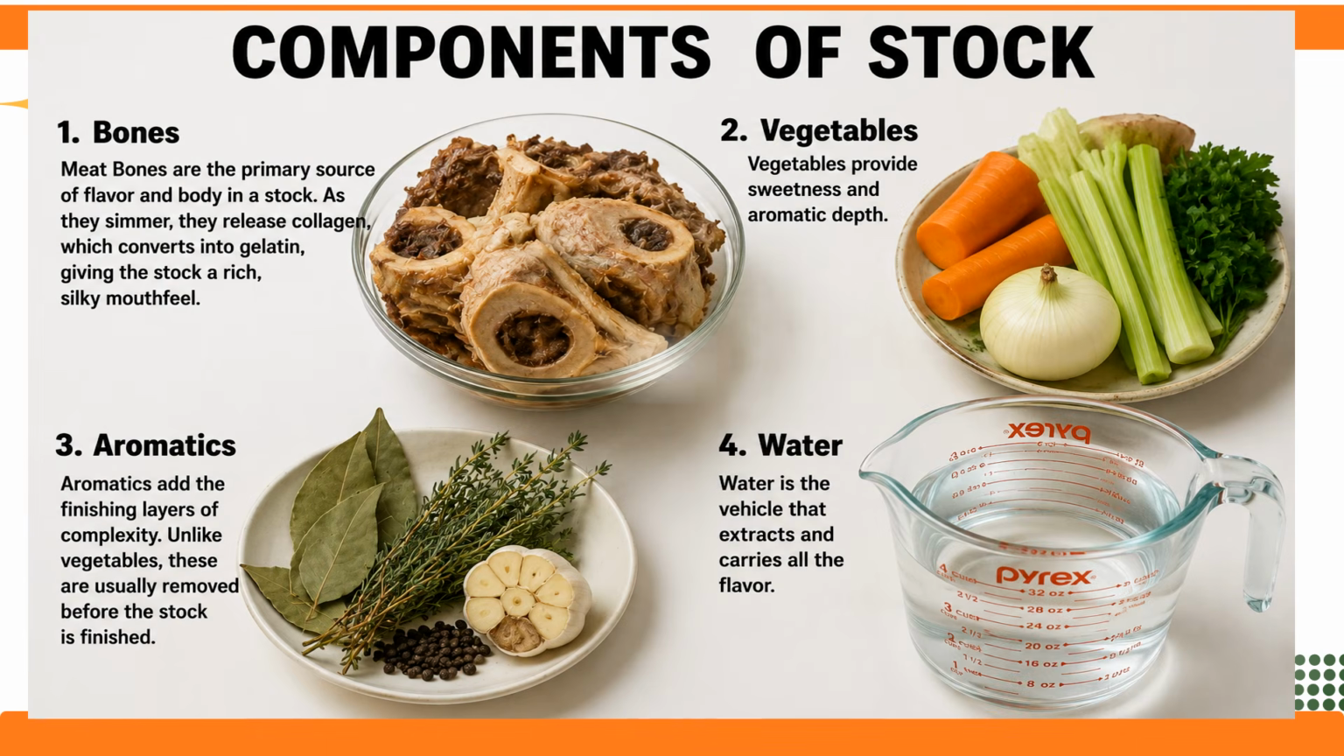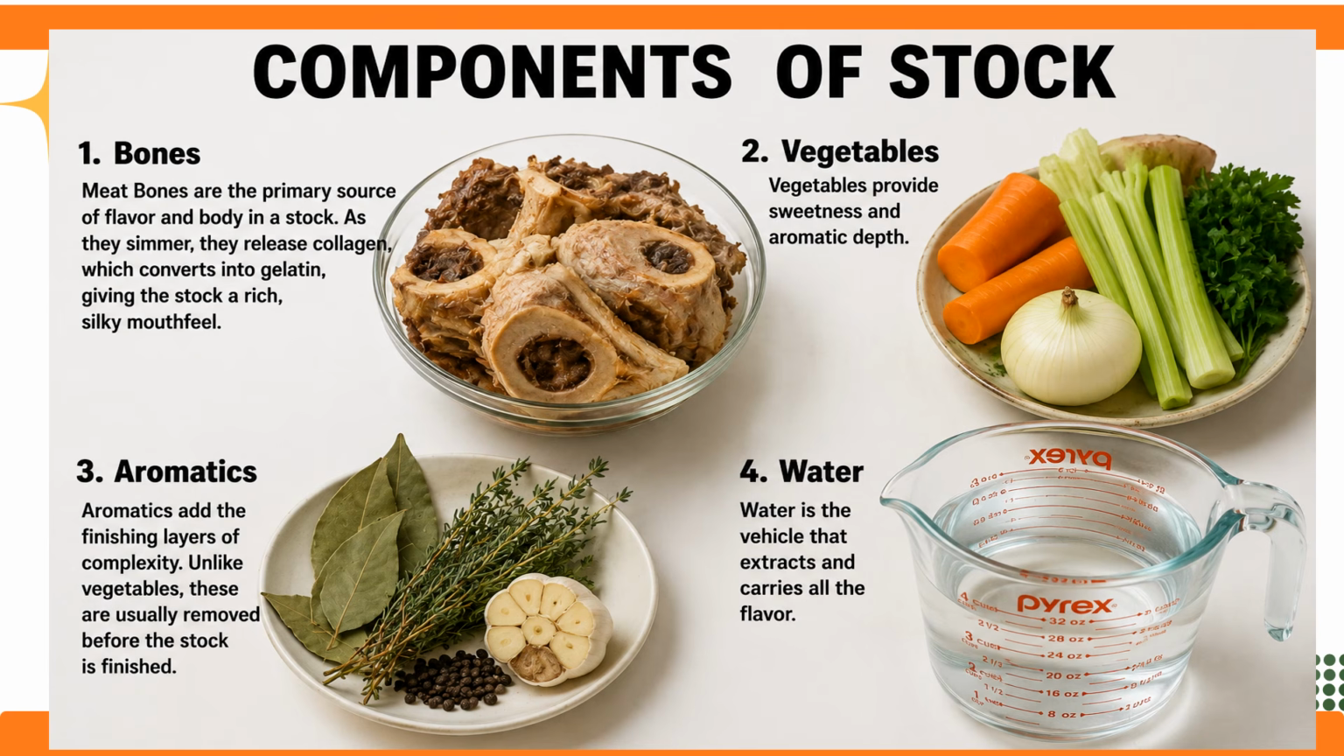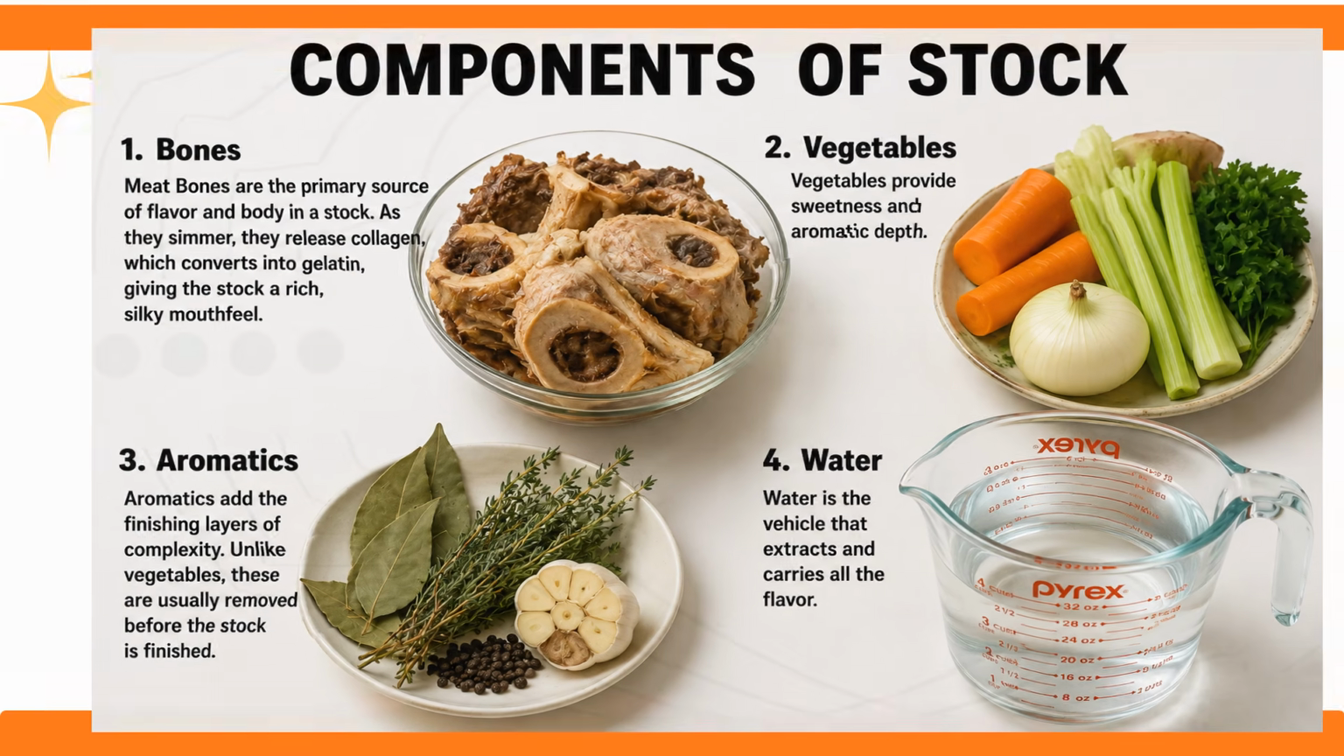Components of stock. Number 1. Bones. Meat bones are the primary source of flavor and body in a stock. As they simmer, they release collagen which converts into gelatin, giving the stock a rich silky mouthfeel. Number 2. Vegetables. Vegetables provide sweetness and aromatic depth. Number 3. Aromatics. Aromatics add the finishing layers of complexity. Unlike vegetables, these are usually removed before the stock is finished. Number 4. Water. Water is the vehicle that extracts and carries all the flavor.